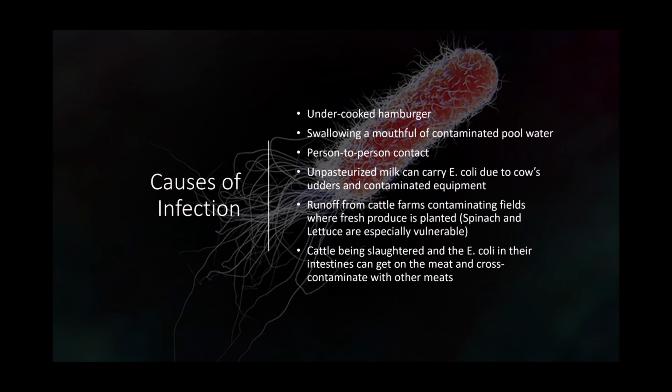Now, some of the primary causes for the infections, as 70,000 cases are reported to the CDC each year, are undercooked hamburger, swallowing a mouthful of contaminated pool water, person-to-person contact, unpasteurized milk that can carry E. coli due to a cow's udders and contaminated equipment, and runoff from cattle farms contaminating fields where fresh produce is planted. Spinach and lettuce are especially vulnerable. And when cattle are slaughtered, E. coli in their intestines can get on the meat and can cross-contaminate other meats.